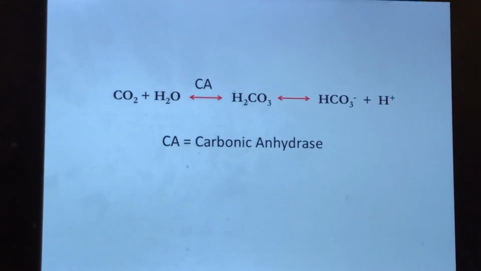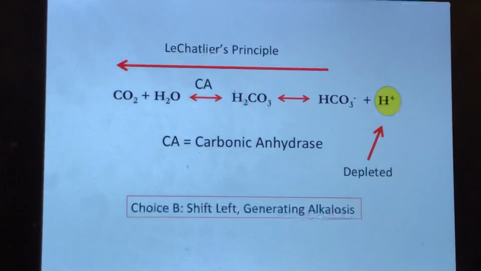Okay, so then when you think about high altitude and increased breathing rate, what's occurring? Well, by Le Chatelier's principle, everything is shifting to the left. So the answer choice must contain shift left, and as we'll see, it's choice B because you generate alkalosis.